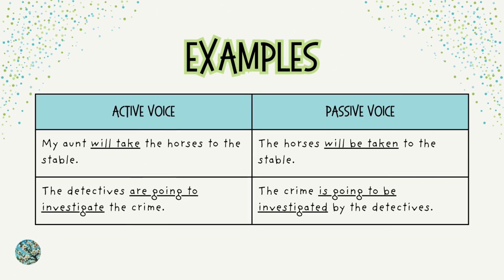Let's see some examples. My aunt will take the horses to the stable. The horses will be taken to the stable by my aunt. The detectives are going to investigate the crime. The crime is going to be investigated by the detectives.